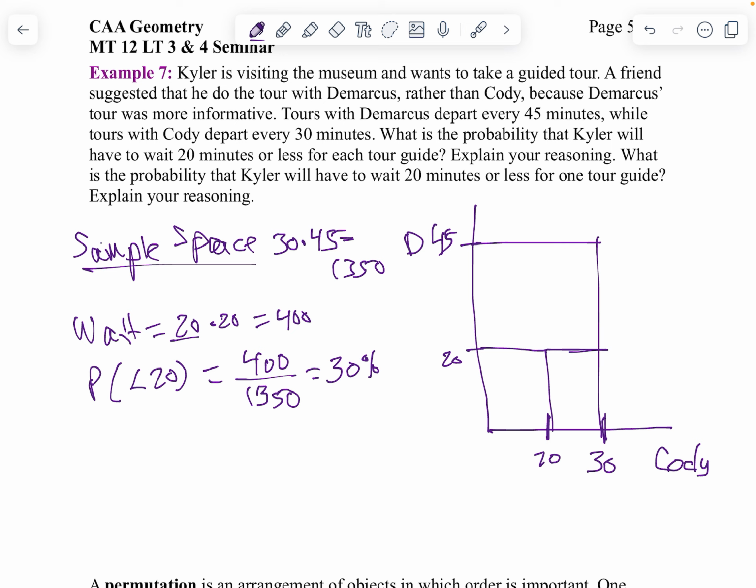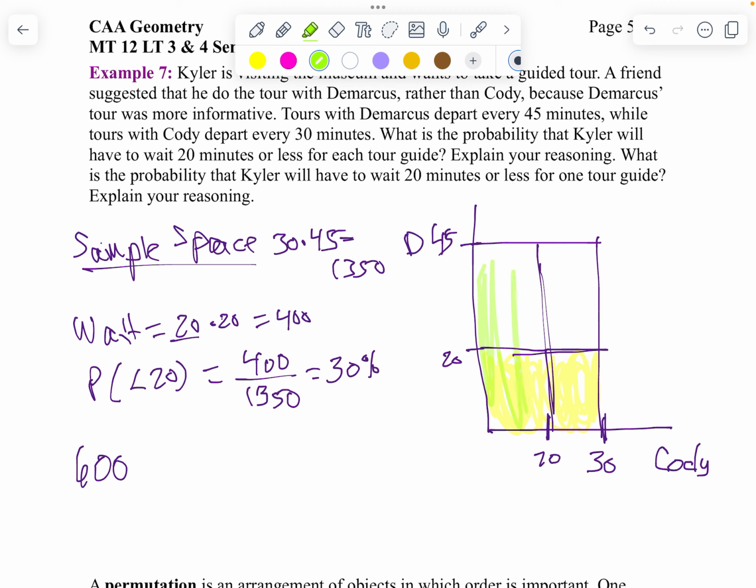So I'm going to do this here. This is going to be 20 minutes or less for Cody's tour. So 20 times 30 would be 600, won't it? And then we're going to look at DeMarcus's tour. And that will be 20 by 45, won't it? So this part would be DeMarcus's tour. Let me color that in. So that would be 900.